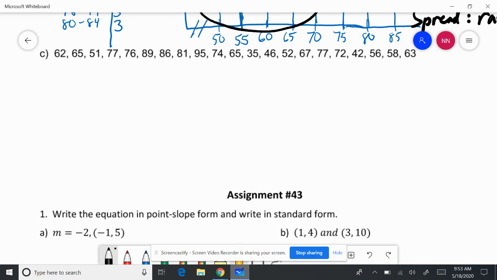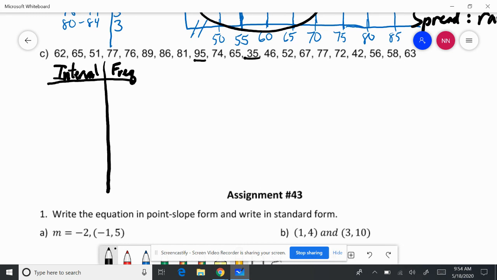Looking at our third histogram, what we're going to do is make our frequency table. So we start with our interval, and then we're going to put our frequency. Now, remember, we need a minimum of 5 intervals. So what I want to do is find what my least value is and then what my greatest value is. Looking for my least, it would be 35. And looking for my greatest, it would be 95.